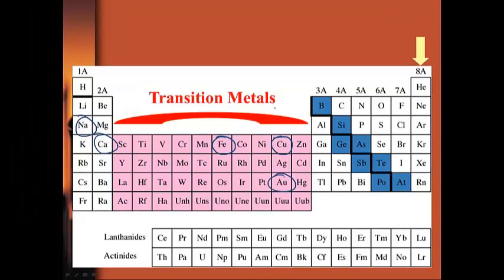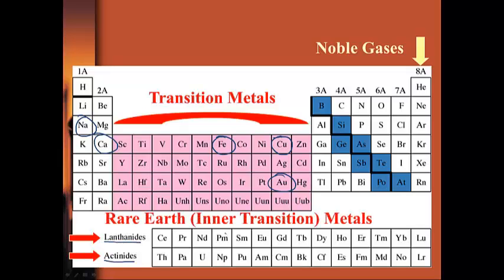Okay, now, column 8A has its own special name, and these are known as the noble gases. Okay, the bottom two rows, the top row is called the lanthanides. The next row, these are called the actinides. Okay, these two rows together make up a group called the rare earth, or sometimes called the inner transition metals.